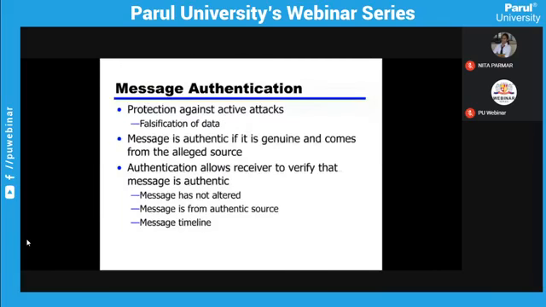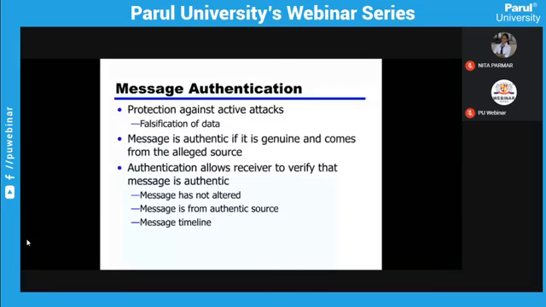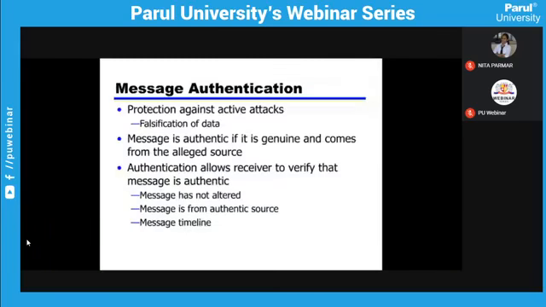And one more encryption technique is message authentication. It provides protection against active attacks, so falsification of data is ensured. A message is known to be authentic if it is genuine and comes from a legal source. Means the authentic sender is known in message authentication.